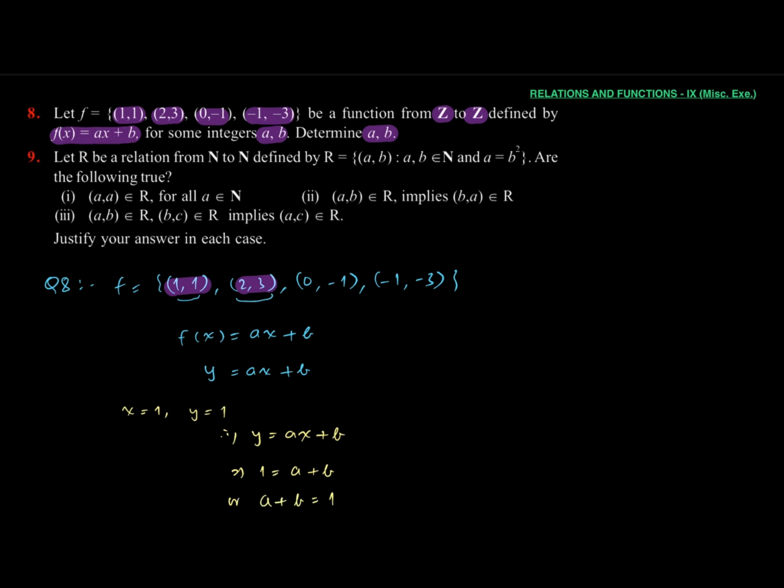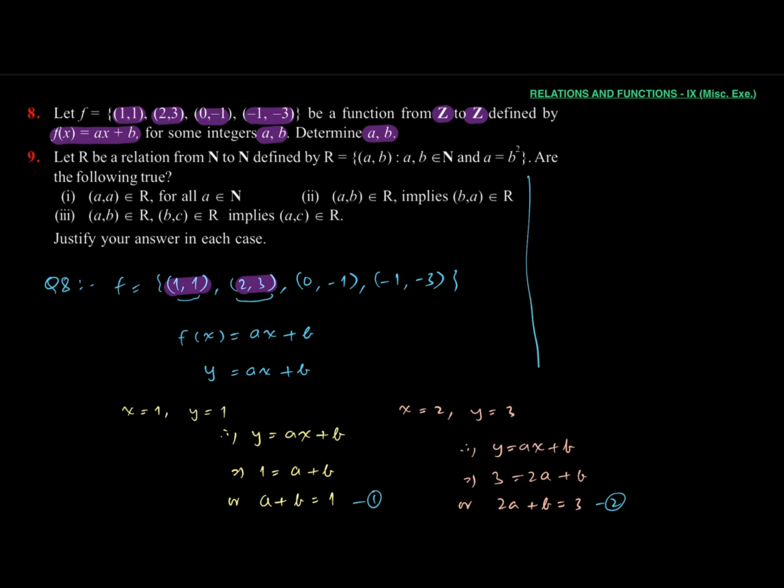Now for the second element we are having x is equal to 2 and y is equal to 3. Therefore, y is equal to a times x plus b implies that 3 is equal to 2 times a plus b, or we can say 2 times a plus b is equal to 3. Now let us suppose this is our first equation and this is our second equation.